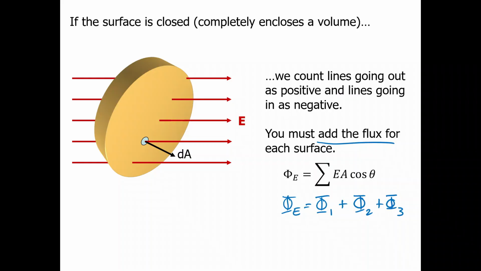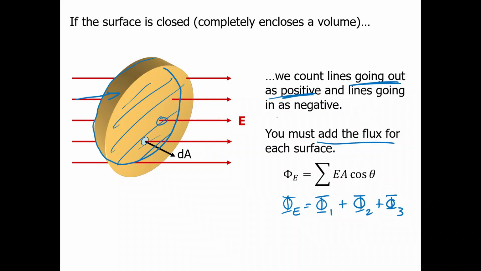And I'd have to add those fluxes. But flux can be positive or negative when you're dealing with a volume, okay? Because if I look on this side, on this surface right here, those field lines are exiting the surface. If you picture the backside, which you can't really see, the field lines are entering the backside. So we count field lines that are going out as positive and lines that are going in as negative.